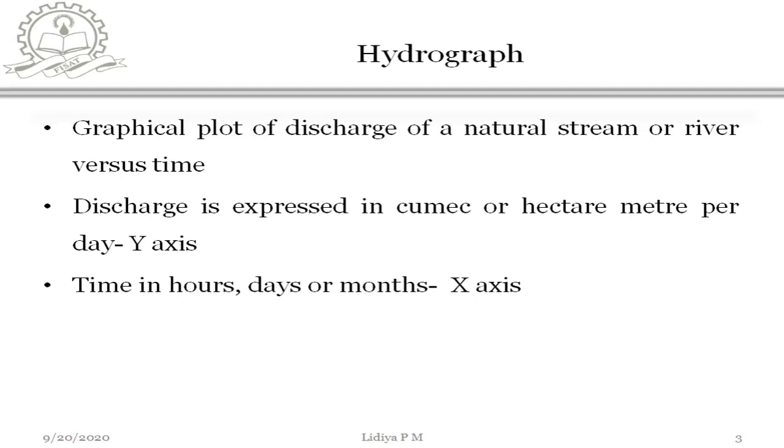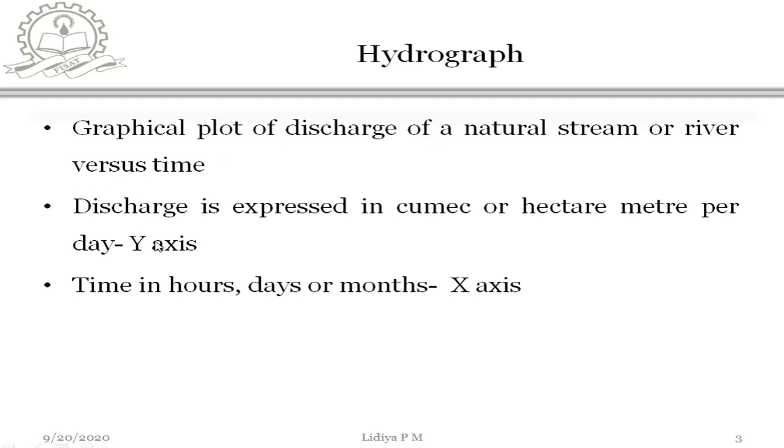Consider a river basin. We have to measure the total runoff in that area. As we know, the runoff from the entire basin finally reaches a stream or river. So, by measuring the discharge of the stream or river, we can understand the amount of runoff. So, the hydrograph is a graphical plot of discharge of a natural stream or river versus time.